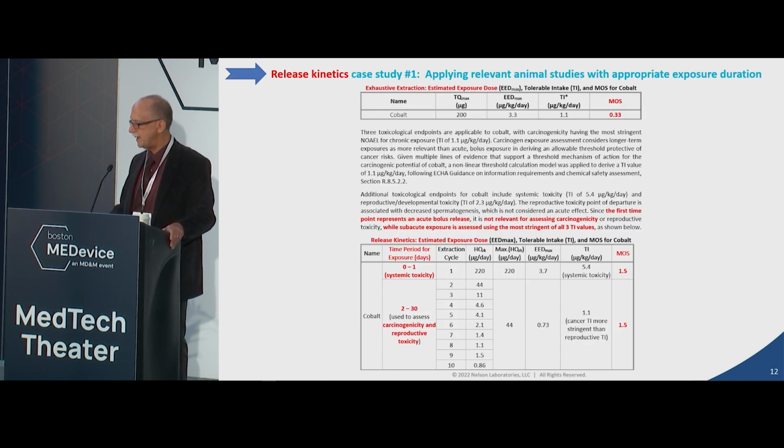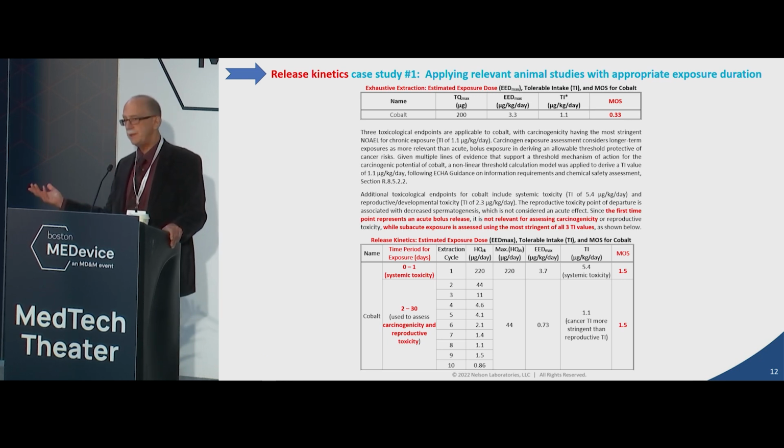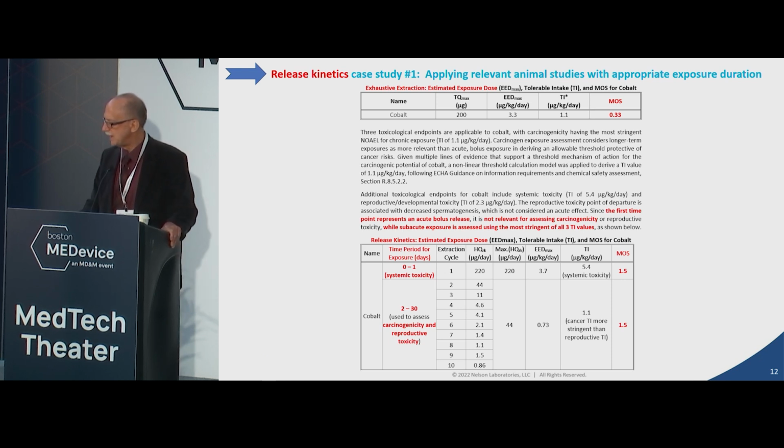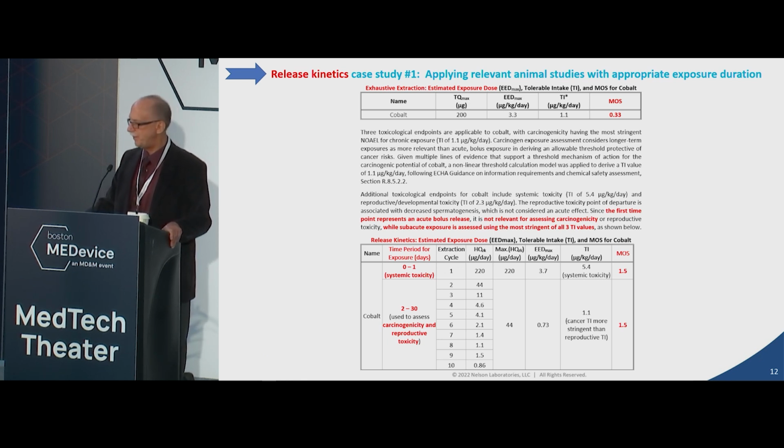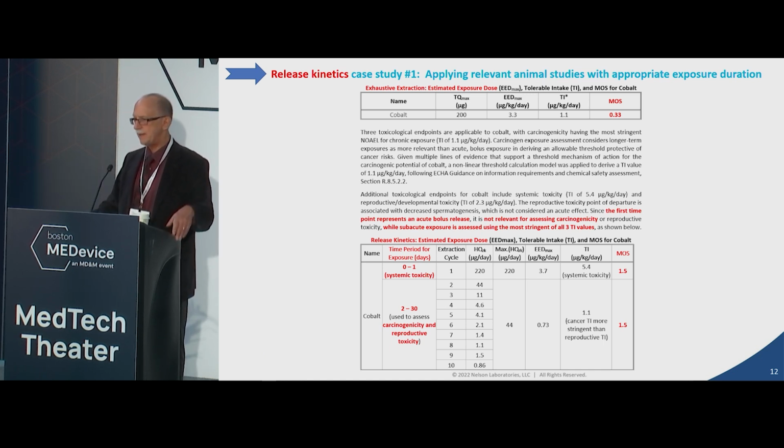Here's release kinetics study number 1, and it emphasizes that you can actually use different animal studies or different toxicological endpoints for these different categories. So this was a case involving a European submission where cobalt was detected, and unfortunately, despite the fact that there's epidemiology data showing cobalt really doesn't cause cancer statistically in thousands and thousands of implants, they still insist that it's categorized under the REACH registration as a restricted substance.